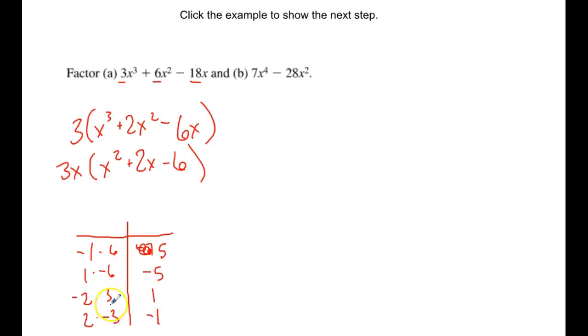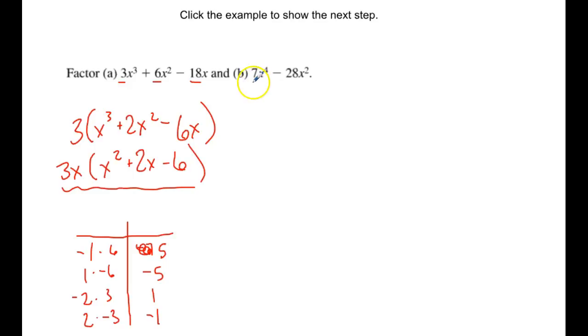Now that I know I have all these factors, I look at my sums, and I see that none of them equal this 2 in the middle. So I know that this trinomial is not factorable, so I can just leave what I have here. Now I know I have completely factored. That's as far as I can go with that one.